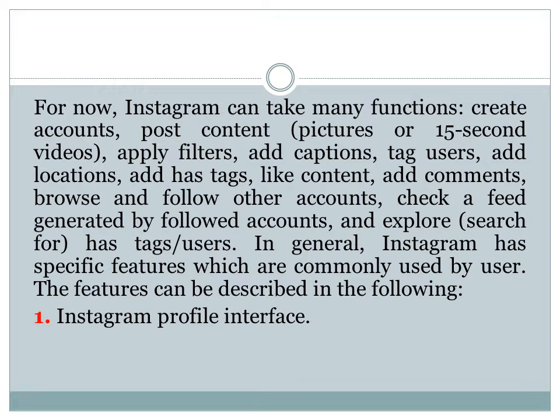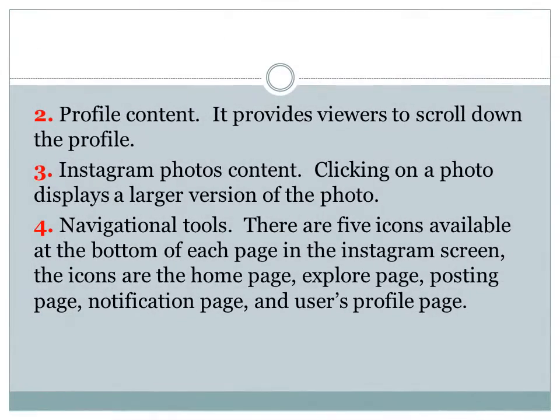Number one, Instagram profile interface. Number two, profile content. It allows viewers to scroll down the profile. Number three, Instagram photos content. Clicking on a photo displays a larger version of the photo. And finally, number four, navigational tools. There are 5 icons available at the bottom of each page in the Instagram screen. The icons are the home page, explore page, posting page, notification page, and finally, the user's profile page.